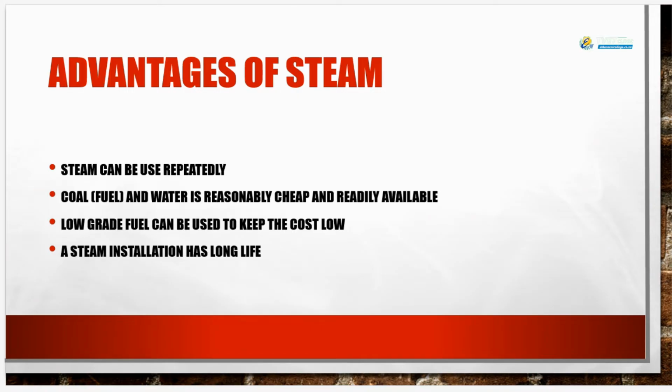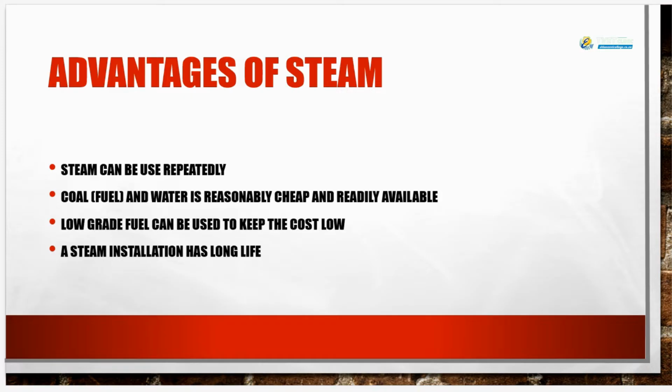Remember, in a power station, we need coal in order to produce steam, right? So the coal will be required to burn, to boil the water, such that steam is produced. So these two components are easy to find, which is the good part of it. Low-grade fuel can be used to keep the cost low. It doesn't matter the kind of fuel that we use, as long as it produces heat for our water to boil, then we know that we can spend less on that. Steam installation has a long life.